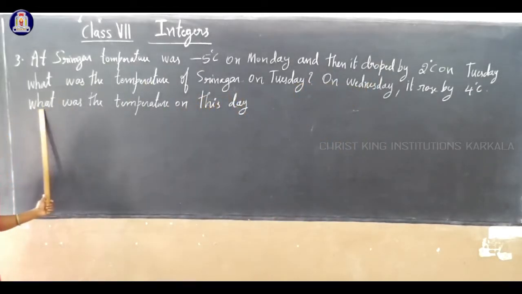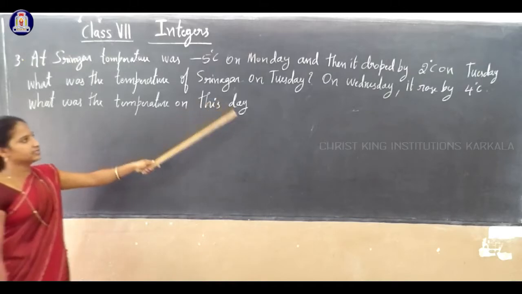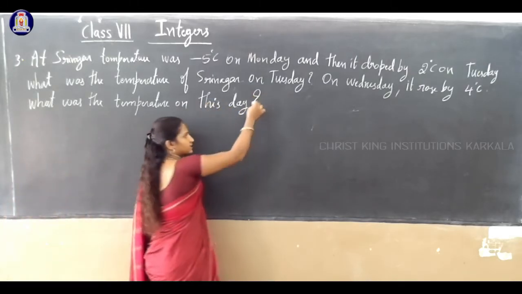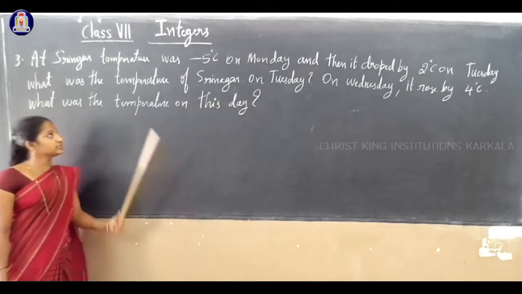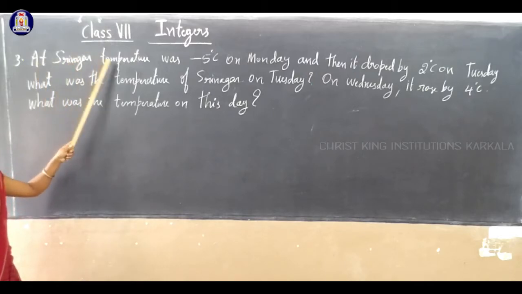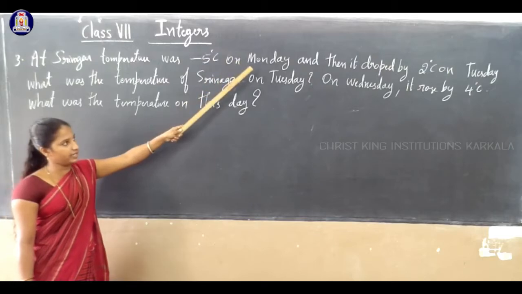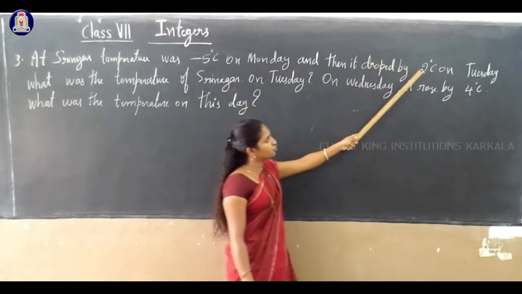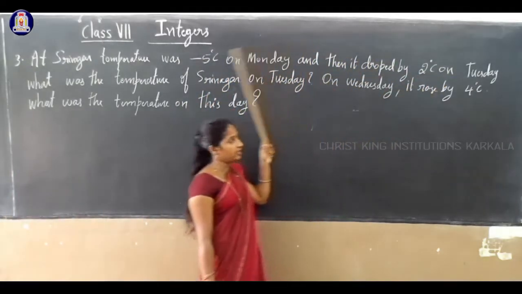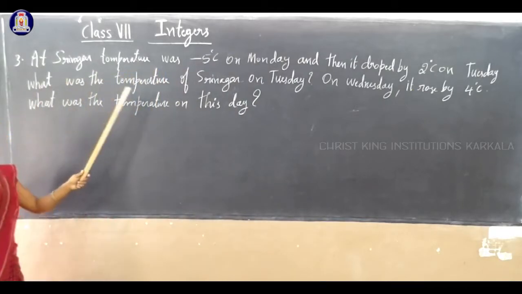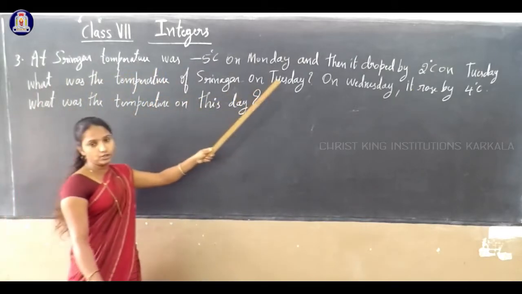Then one more question. What was the temperature on this day? Clear? So the question is, at Srinagar, the temperature was minus 5 degrees Celsius on Monday, and then it dropped by 2 degrees Celsius on Tuesday. What was the temperature of Srinagar on Tuesday?